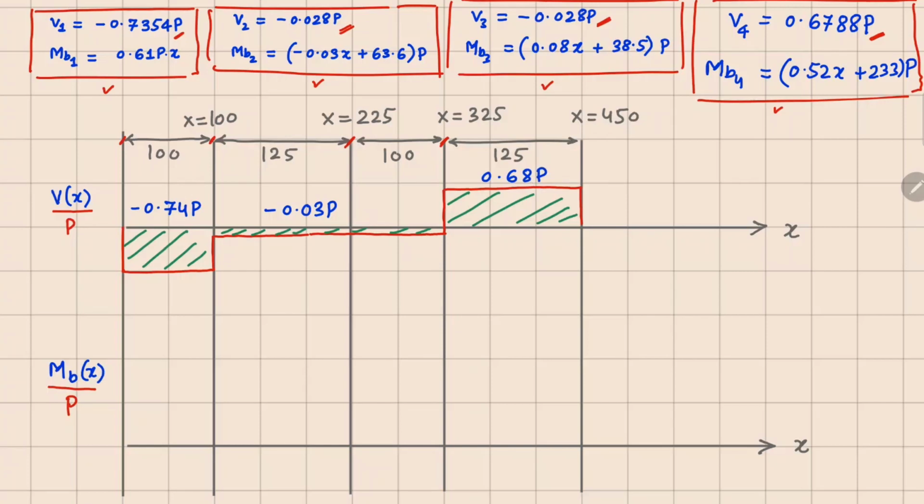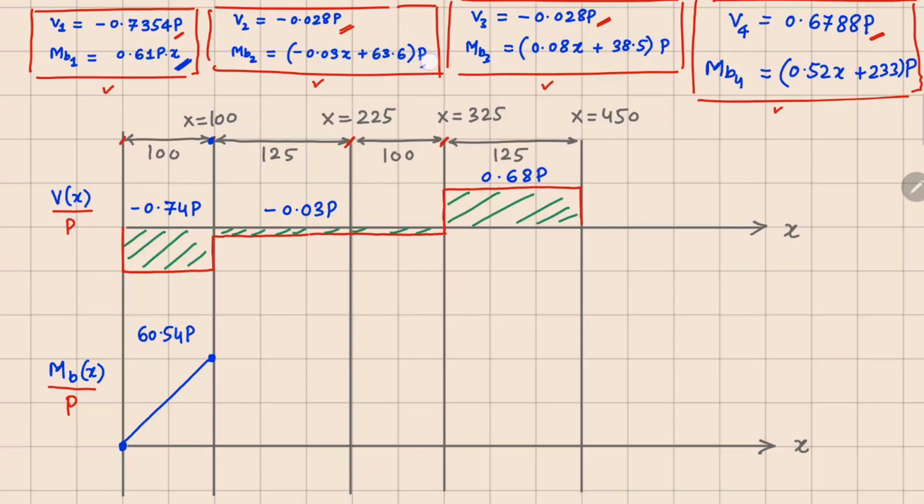Coming to the bending moment, now there are 4 sections. In the first section, we follow this line right here. So for this we need 2 points, one at x equals 0 and one at x equals 100, right? So at x equals 100, the value of this function comes to 60.54p. So I can plot this as a straight line here. So this one is 60.54 times p right here.